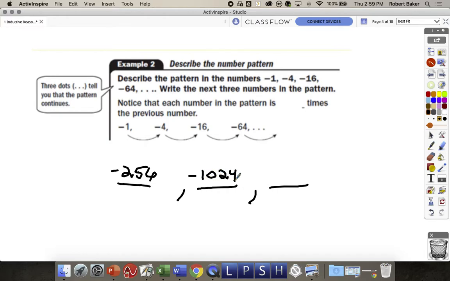Negative 1024. The calculator is only as smart as the person using it. 4,096. Negative 4,096. Good. Feel good about that? That's definitely on your quiz. So just like that, describe the next term in the pattern.